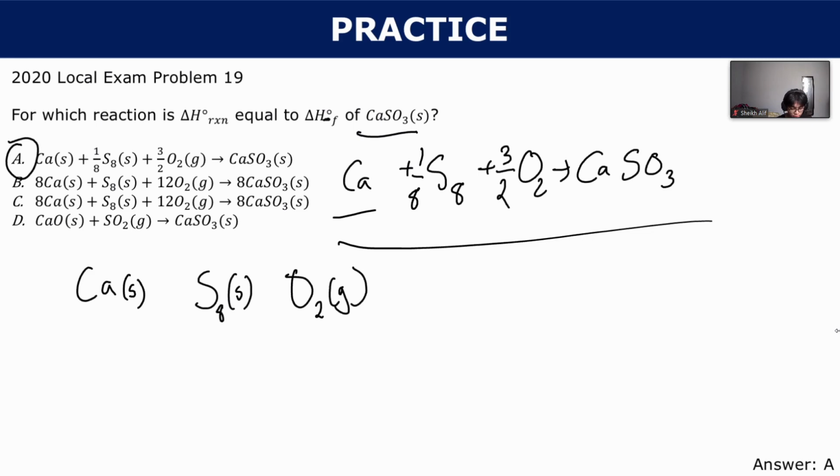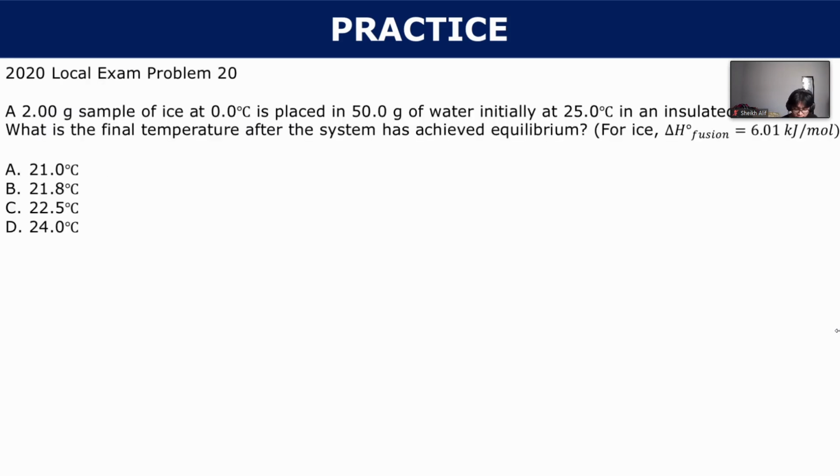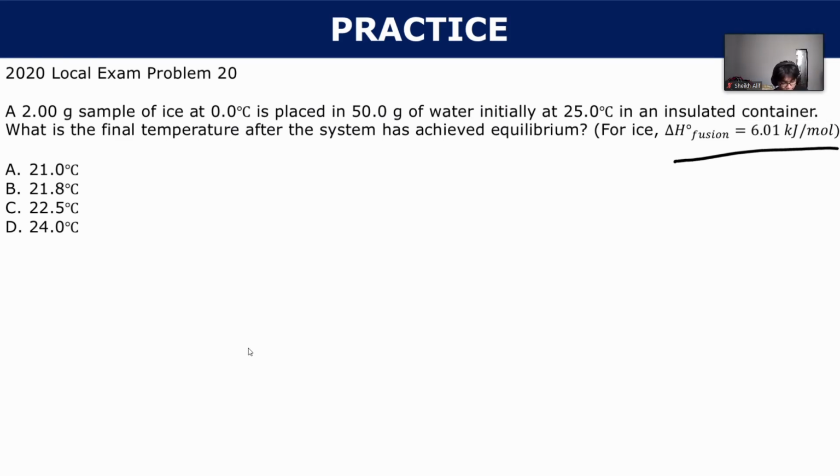Let's move on to question 20, which tells us a 1 gram sample of ice at 0 degrees Celsius is placed in 50 grams of water initially at 25 degrees Celsius in an insulated container. What is the final temperature after the system has reached equilibrium? And it tells us the enthalpy of fusion for water, or for ice rather, and that's going to be 6.01 kilojoules per mole. So this question, we have two systems.